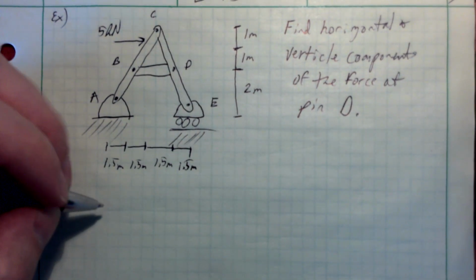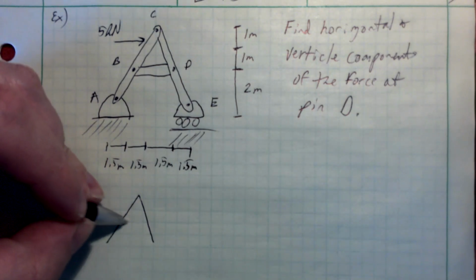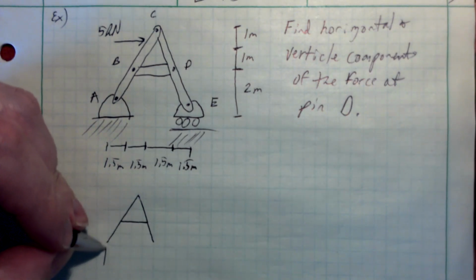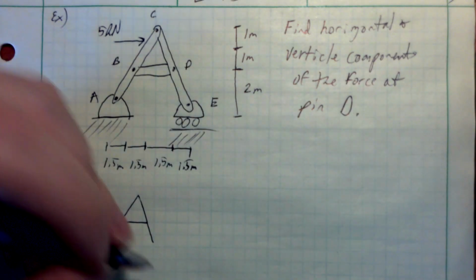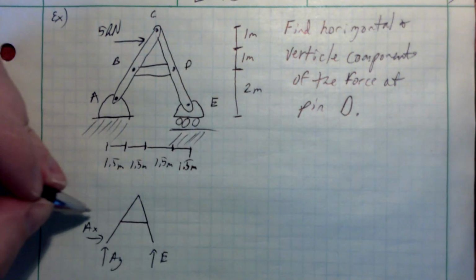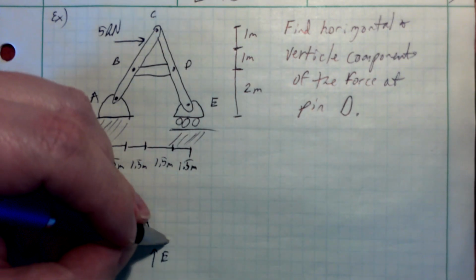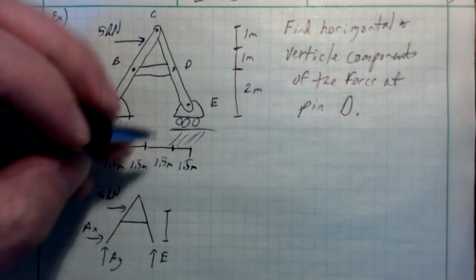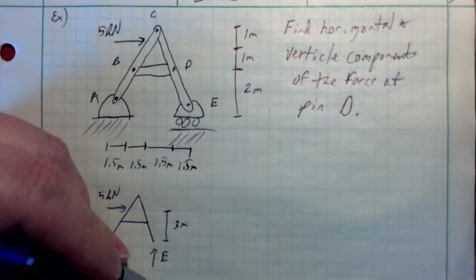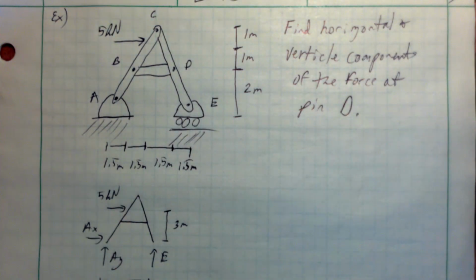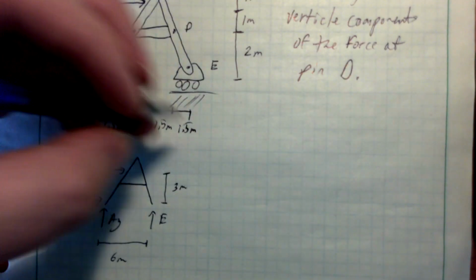Okay, so what I'm going to do is draw a free body diagram of the whole structure. It can be very simple. This A frame, I've got AY and AX over here. I've got E over there, and I've got this 5 kilonewton force that is being applied 3 meters from the bottom, and then it is a 6 meter span across here. And I think that's all I need to solve this.